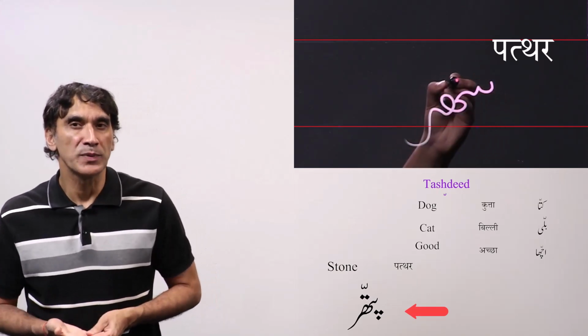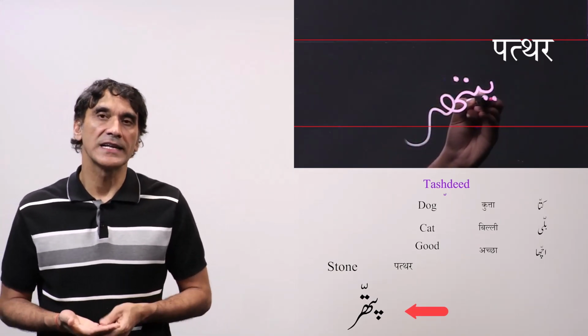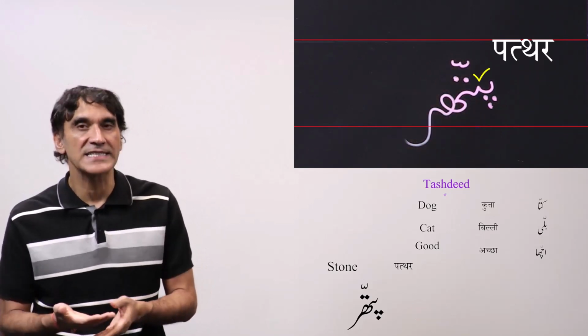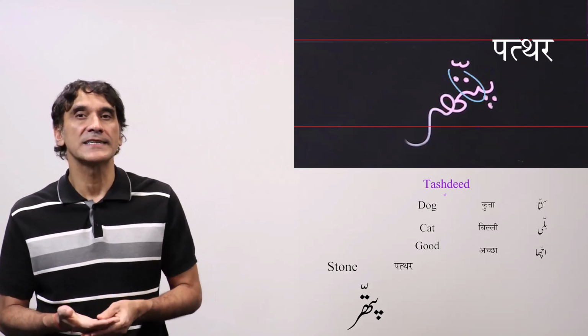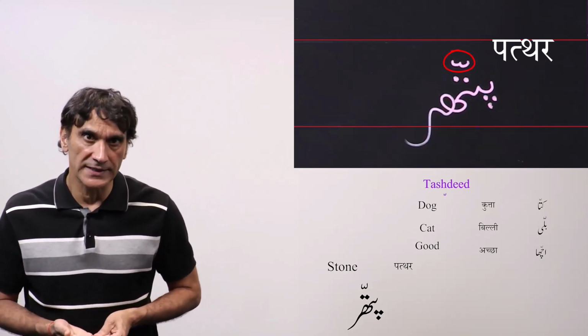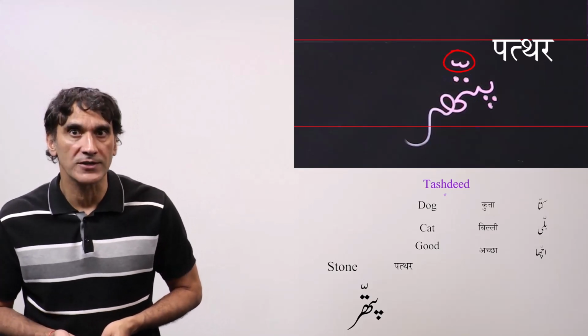The next word is pathar, meaning stone. Here too, the reduplicated sound is aspirated. The aspirated sound here is th. The first letter is pe, so it takes the initial form. The second letter is te, and it takes the medial form. Te is also reduplicated, so there will be Tashdeed on top of it.